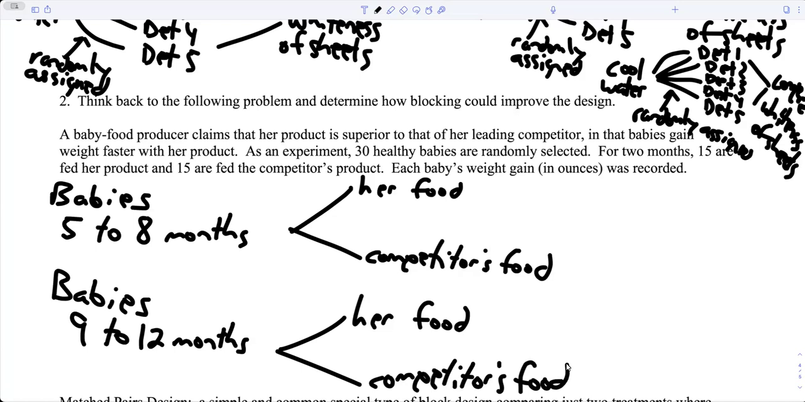And here's the key to blocking. Well, there's two keys, actually. First, we group them according to some similar characteristic. In this case, it's age. Then there must be random assignment within each block. Within each of the blocks, we randomly assign the treatments. Okay, that is a key component of block design.